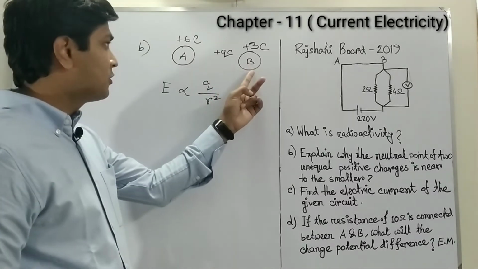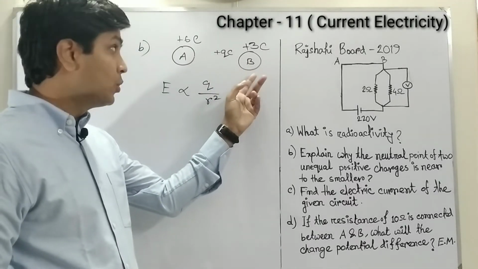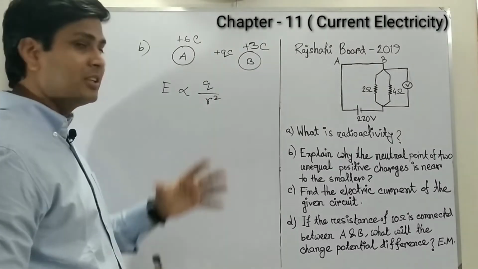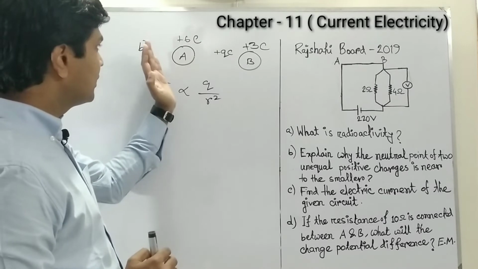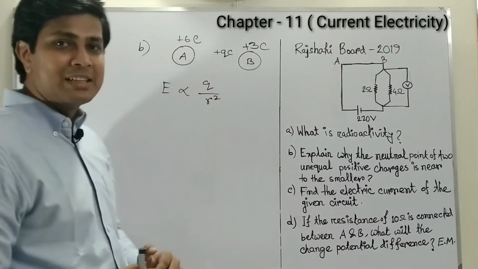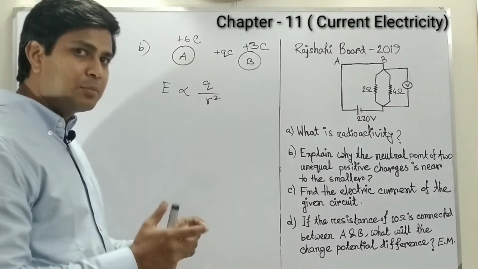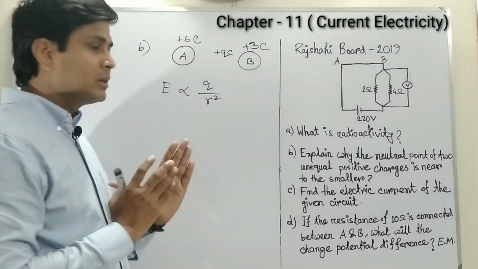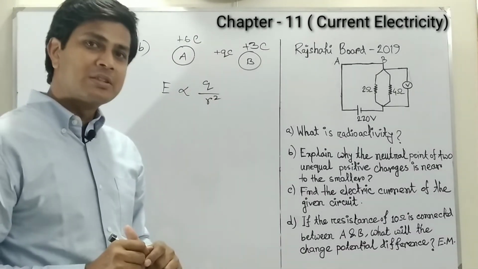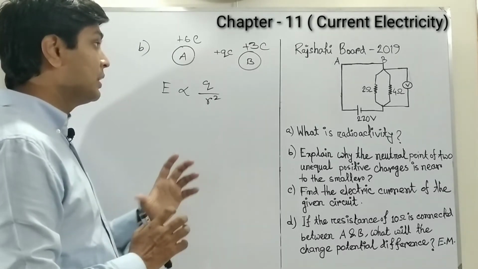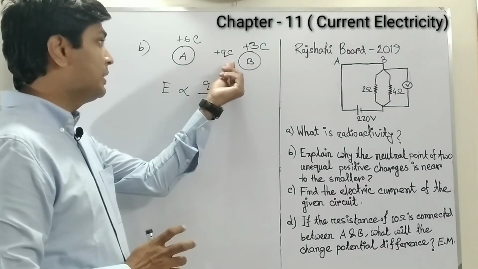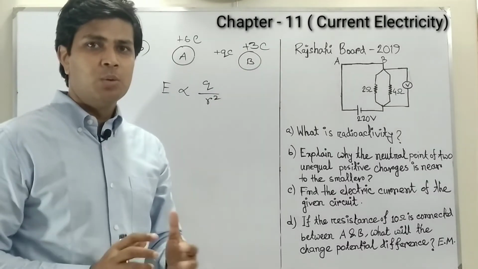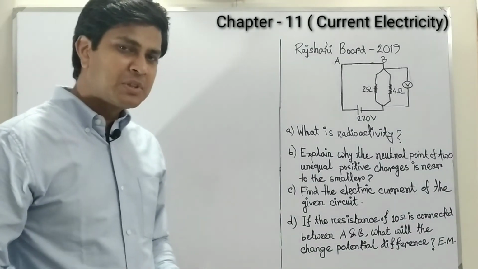Here the less amount of charge, so the distance will be less, that is why the electric intensity will be more. When from two charges the electric intensity will be equal at a point, a point charge will remain stationary. That point is called the neutral point. So the neutral point will be closer to the smaller charge. Hope you have understood. Now question number C.